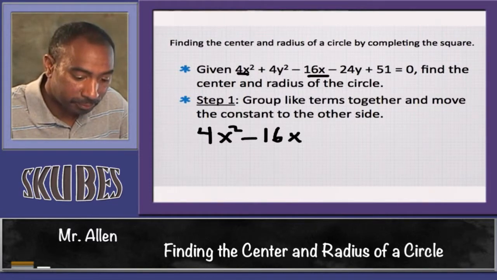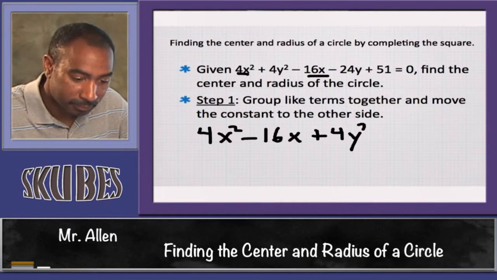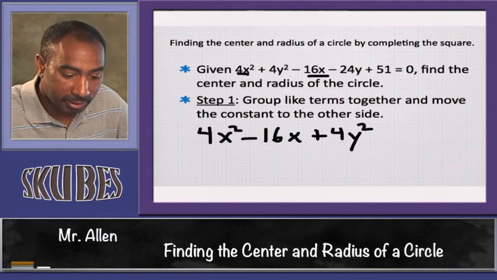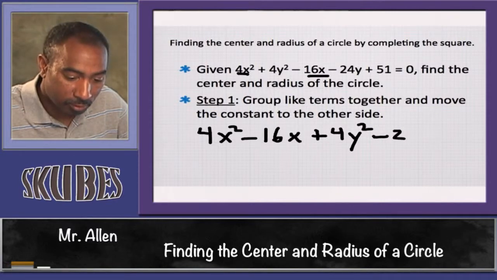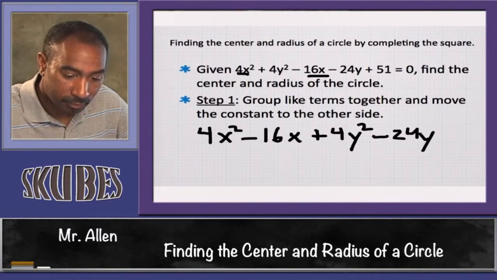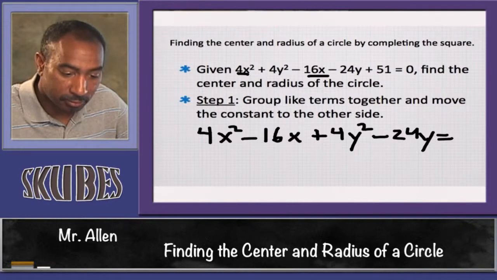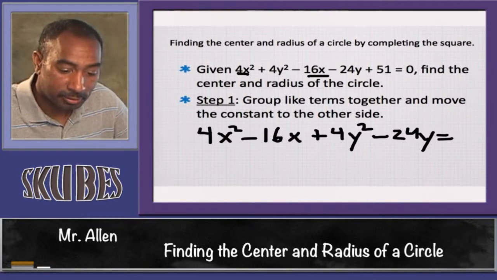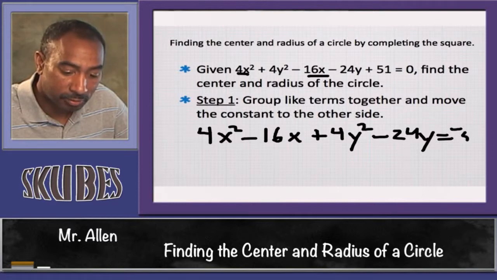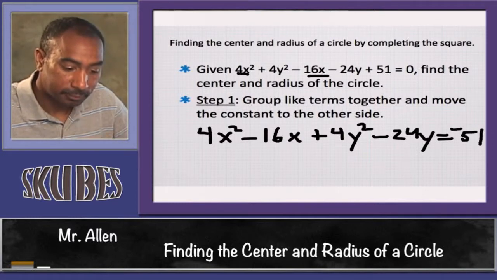And then I have, let's start with the y's. I have a plus 4y squared and minus 24y. And if I were to move 51 to the other side, I have to subtract that from both sides. So over here you have a minus 51. So that's all you do.